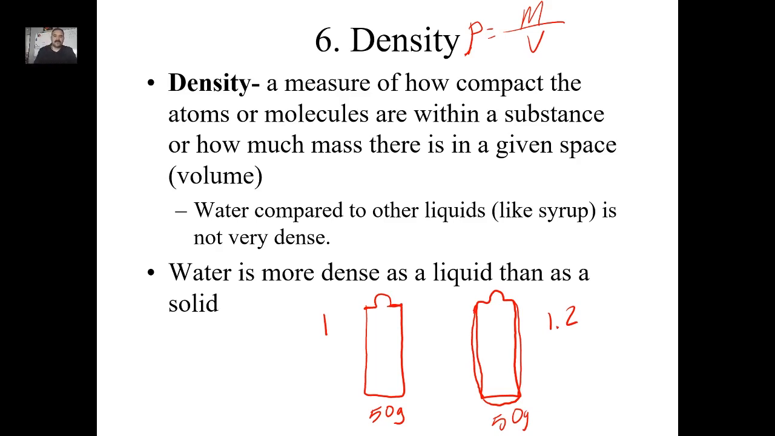So our density for this one is going to be 50 grams per liter, and our density for this one is going to be 41.6, which we'll call 42, grams per liter. And that's it. So when we freeze water, density will always go down because our volume goes up, and because the volume goes up, in our equation, our density will go down.